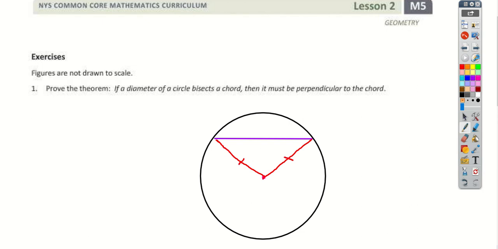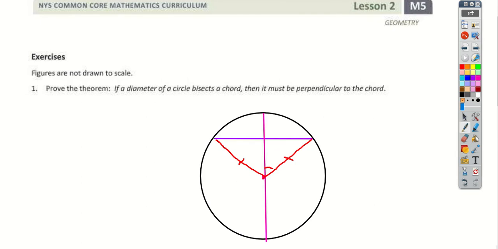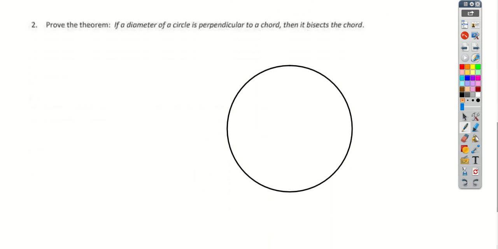And if I just bisected the angle here, if I just cut this angle in half, I would essentially create a diameter by doing that. There's the angle bisector. If this is an angle bisector, it's also got to be perpendicular and cut this in half because the triangles are equal, right? Side angle side. And then CPCTC puts all that stuff together.